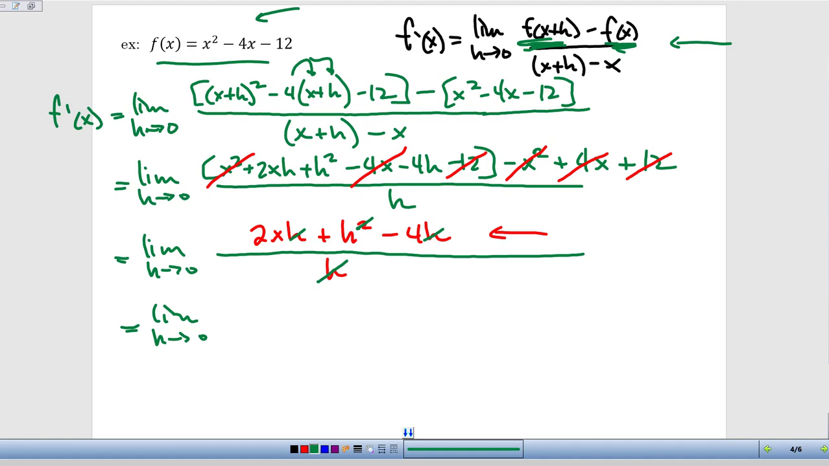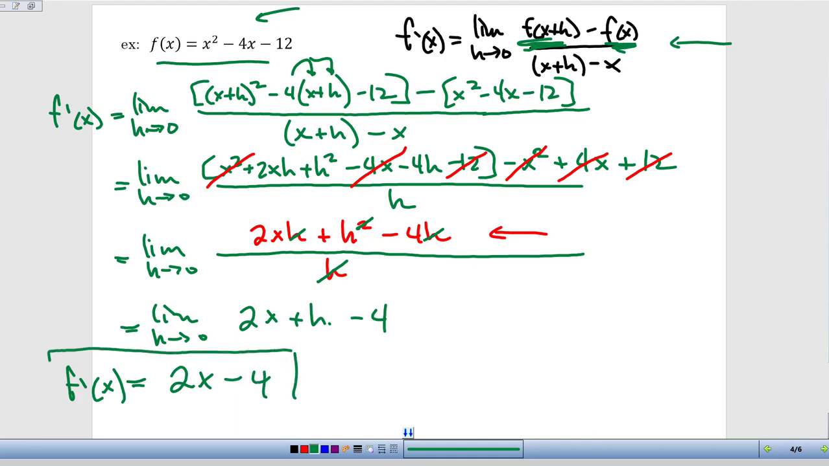So now we've got 2x plus h minus 4. And so now we no longer have an h in the denominator. We can go ahead and apply our limit. We can set h equal to 0. And so when we do that, we get 2x minus 4. And so here is the formula for our first derivative of this function, f of x equals x squared minus 4x minus 12.